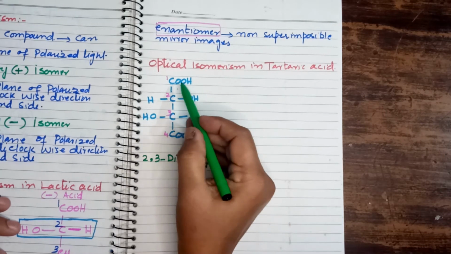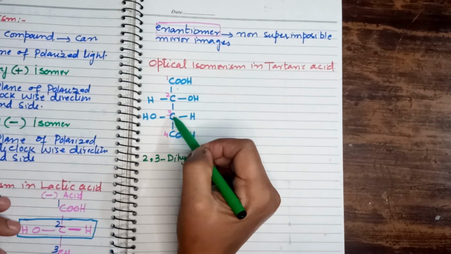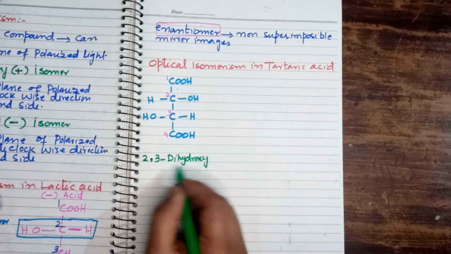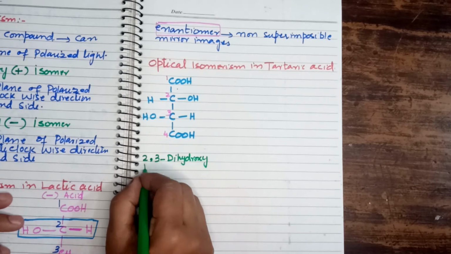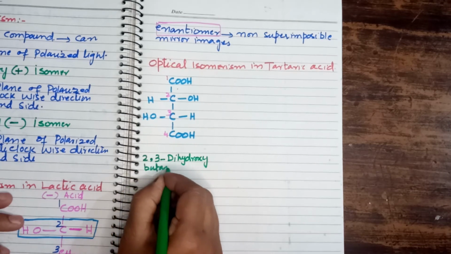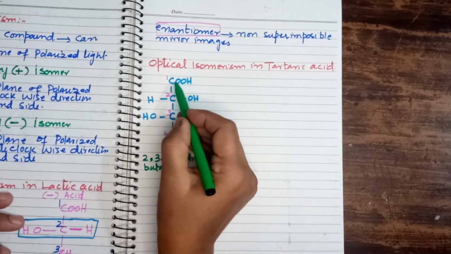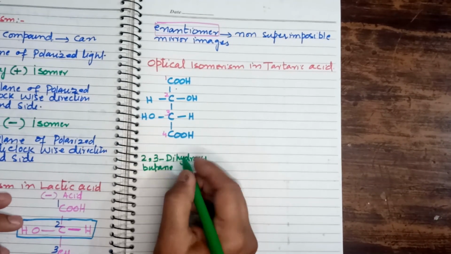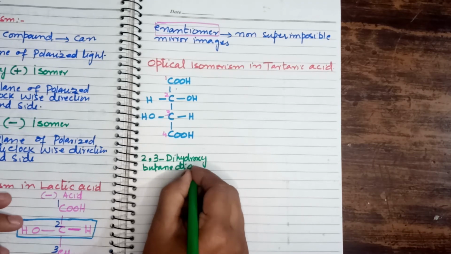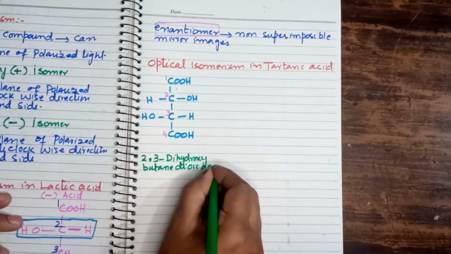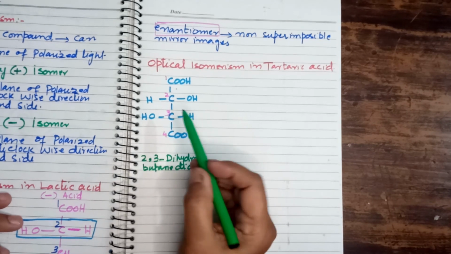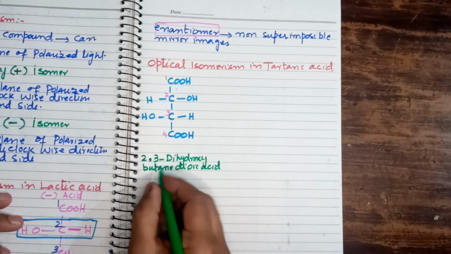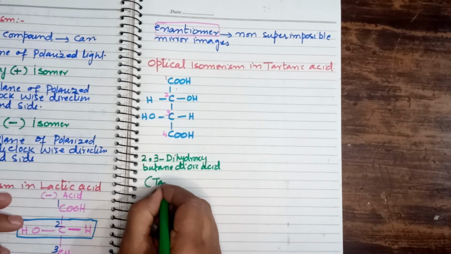How many total carbon atoms are there? 1, 2, 3, 4. A 4 carbon alkane is known as butane, right? So it is 2,3-dihydroxybutane. And since it contains 2 carboxylic groups, we will write dioic acid. This is the IUPAC name of this molecule, that is 2,3-dihydroxybutane dioic acid. Commonly it is known as tartaric acid.